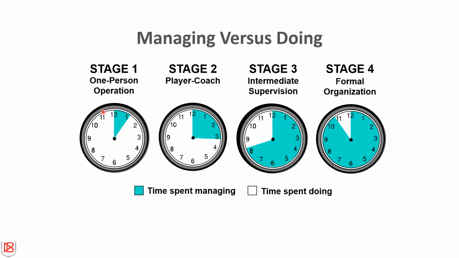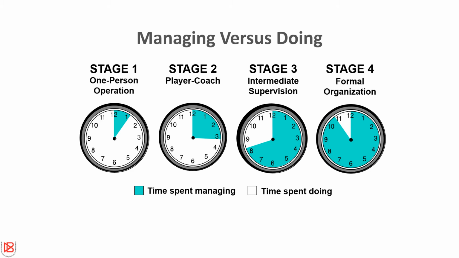So, managing versus doing. Stage one is 100% doing. Stage two is the player coach process, wherein the time spent managing has improved to 25 percent, whereas still 75% of the time is spent doing. In stage three, approximately 66% of the time is spent managing, and only 33% is hands-on. In the formal organization, very little has to be done personally, and the maximum amount of time is spent on managing. So you see managing versus doing for entrepreneurial leadership, which clearly shows how it matures over a period of time.